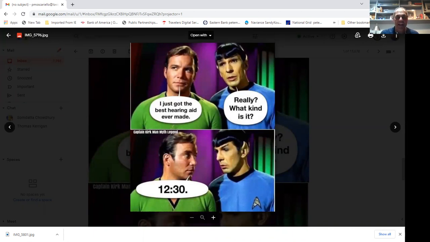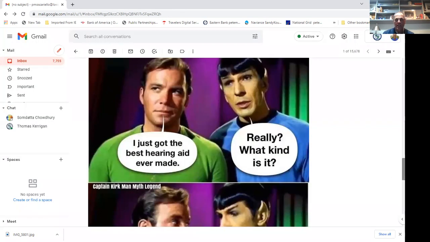Just got the best hearing aid ever made. Really? What kind is it? 1230. See, the joke is, he said, what kind is it? He thought he said, what time is it? So it really wasn't a good hearing aid because he couldn't hear that clearly. Got that one? That's it. So you can vote. You like, what time is it?